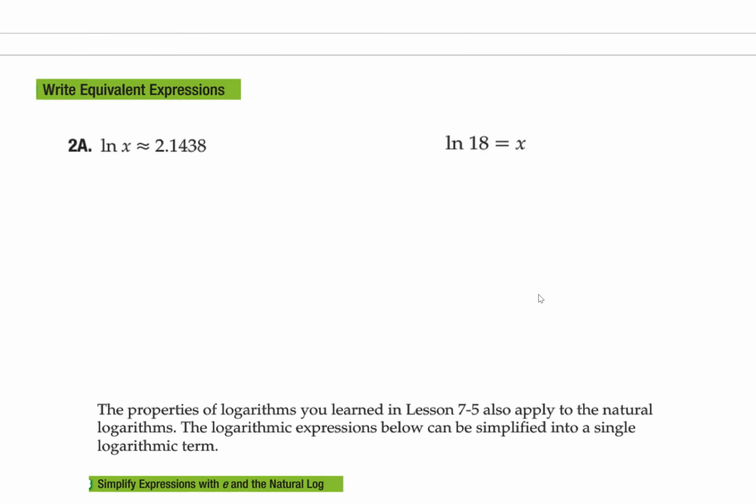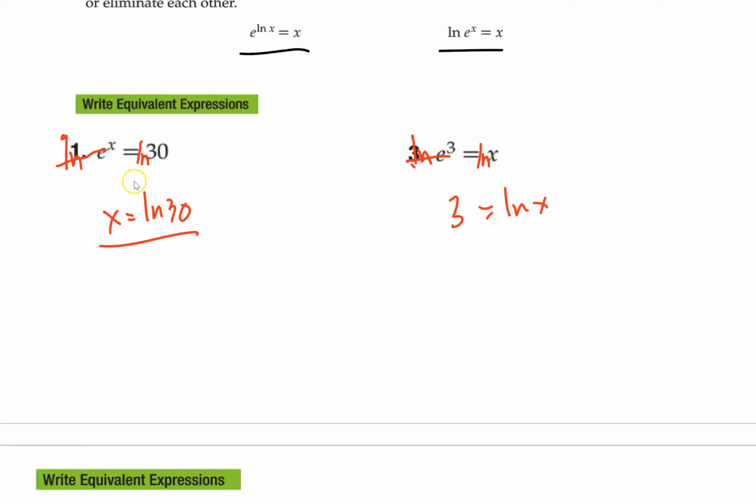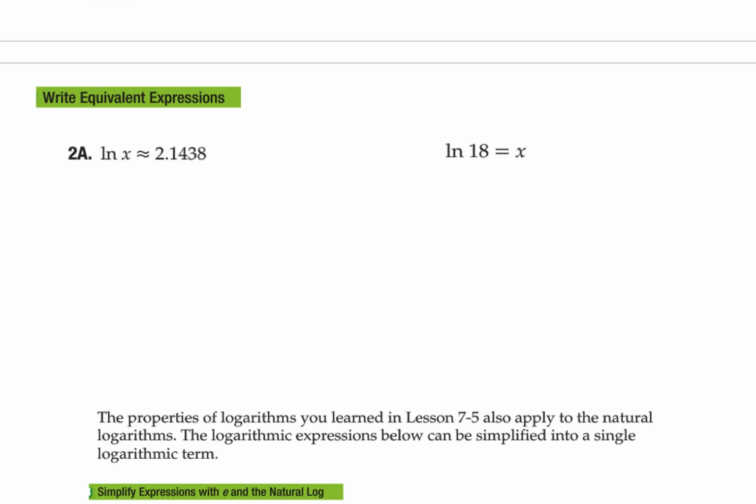So let's solve these problems. Or rewrite, okay, let's rewrite these natural log ones now. Right, so we know how to rewrite e once. Take a natural log both sides. How about you have natural log? Well, same idea as when we do a log.